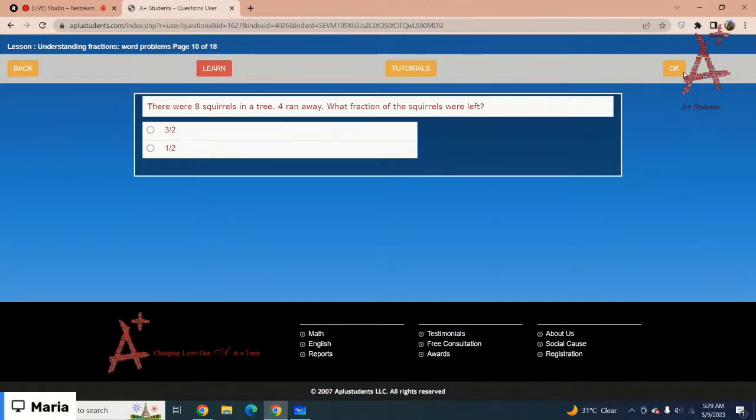There were 8 squirrels in a tree. 4 ran away. What fraction of the squirrels were left? It would be 4 over 8 and that equals.